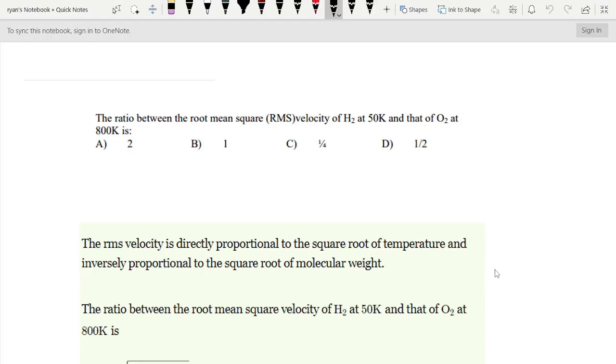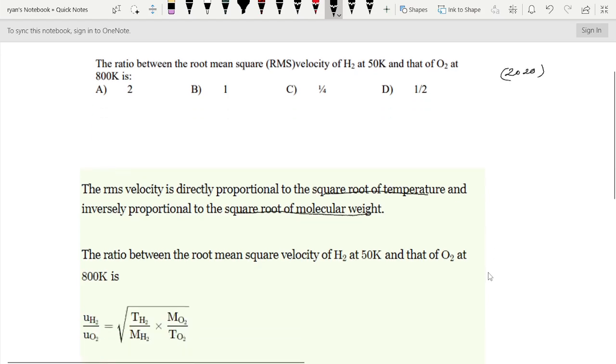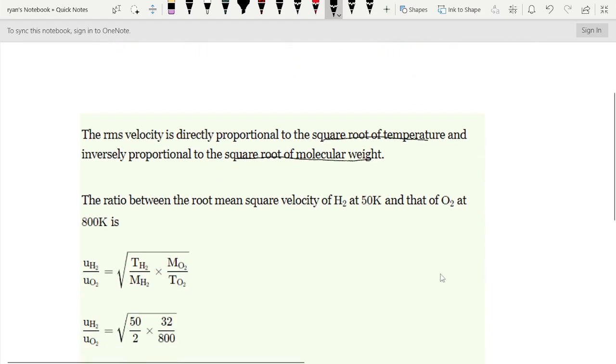Next question, also from the 2020 Kerala SET examination. Here the question is, the ratio between the root mean square velocity of H2 at 50 K and that of oxygen at 800 K is. Therefore, root mean square velocity is directly proportional to the square root of temperature and inversely proportional to the square root of molecular weight. You can just substitute the values here.